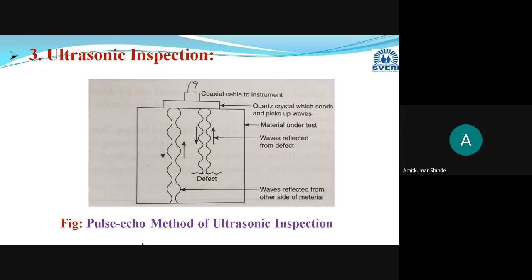Now in this pulse echo method you can see this is the arrangement. Here this is the coaxial cable to the instrument, and this cable is used to collect. Now the pulses are generated, and these are transmitted through the test specimen. This rectangular box you can see is our test specimen. I will highlight here, this is the material under test.